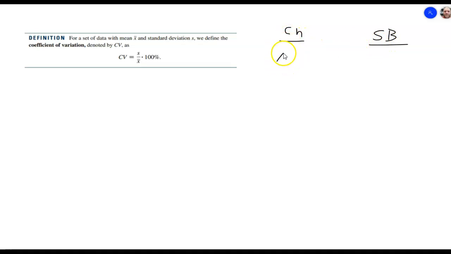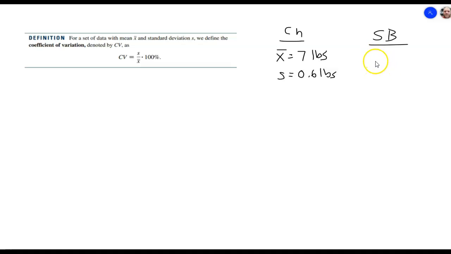So let's say Chihuahuas have a mean, that's an average weight, equal to 7 pounds. And let's say they have a standard deviation equal to 0.6 pounds. That means on average, the weight of a Chihuahua is around 0.6 pounds away from 7 pounds. So sometimes it'll be more, sometimes it'll be less. But on average, it's about just a little over half a pound, more or less than 7 pounds.